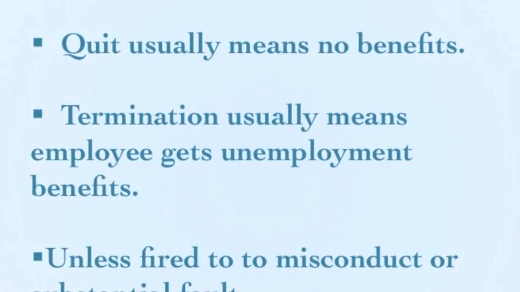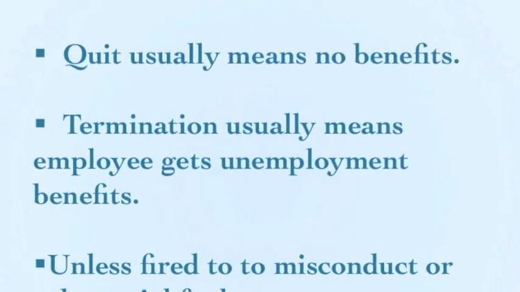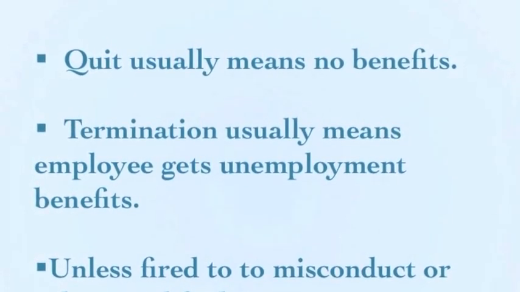Let's take the quit first. The general rule in North Carolina, which is where our lecture is and is probably followed in most states, is that if an employee quits, they are not entitled to unemployment compensation. Why is that? Because if you've quit your job, you're unemployed through your own fault. In other words, no fault of your own generally does not apply. So the general rule is if you quit your job, you're not entitled to unemployment benefits.